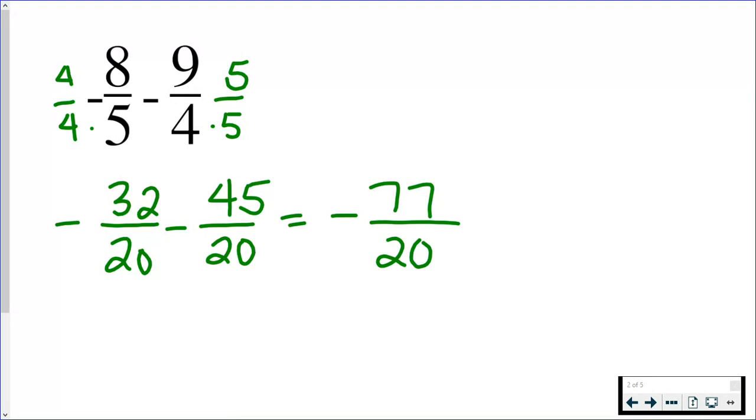Now, in some classes, you may have seen mixed numbers. In my class, I don't use many mixed numbers at all. So my students need to get used to improper fractions. So I'm going to leave it as negative 77 over 20.